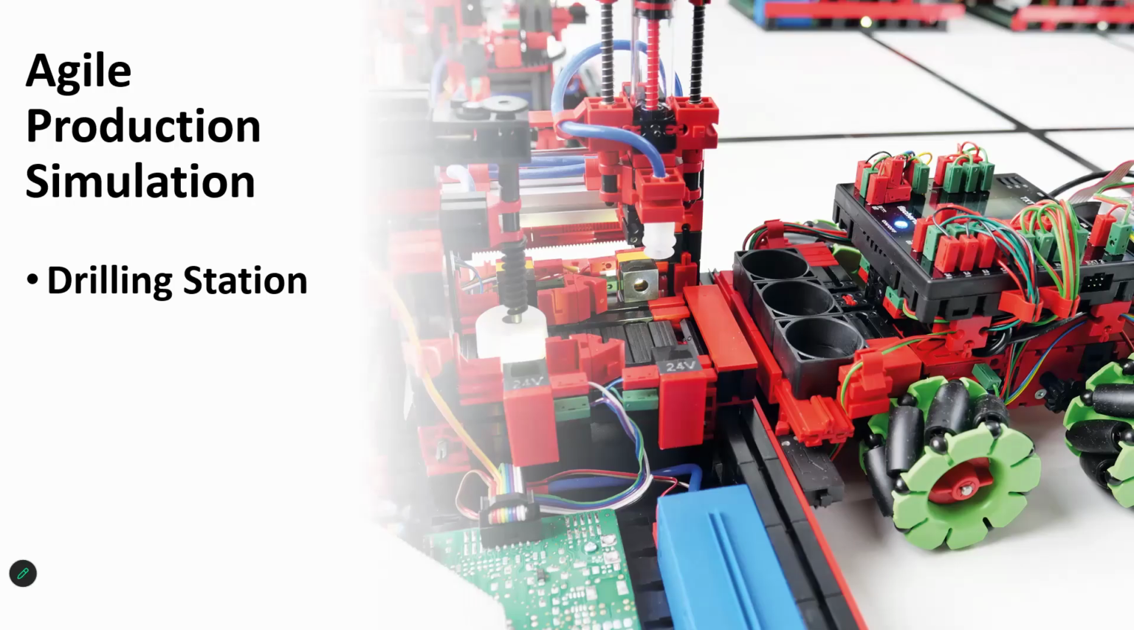under a drilling head. Now, after the simulated drilling process has been performed, the workpiece is transported back on the conveyor belt, back down there, picked up again by the gripper robot, and placed back into the AGV for transport to the next station.